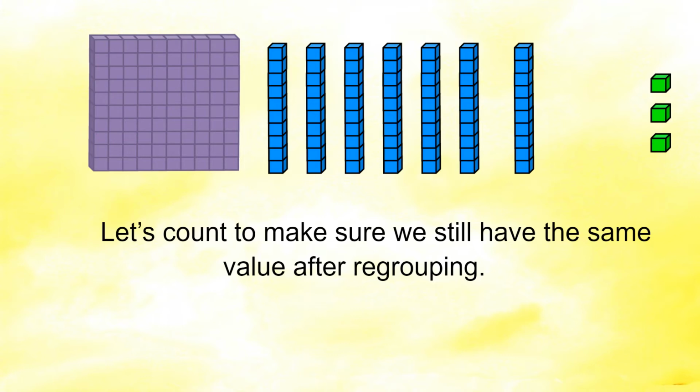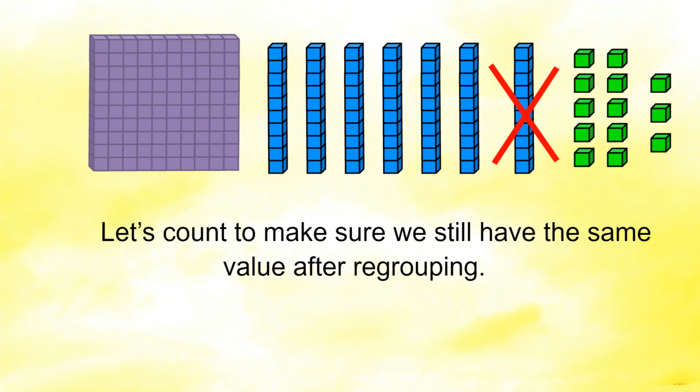Well, we can do some regrouping. So to do this, I am actually going to borrow from my neighbor. So I'm going to borrow 1 10 rod and make it into 10 ones.